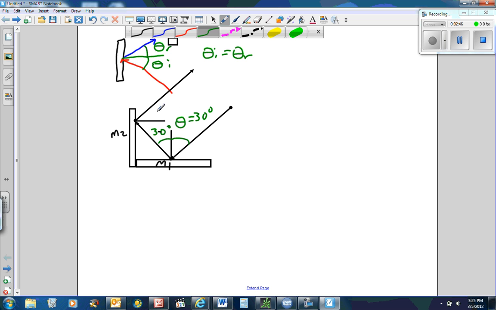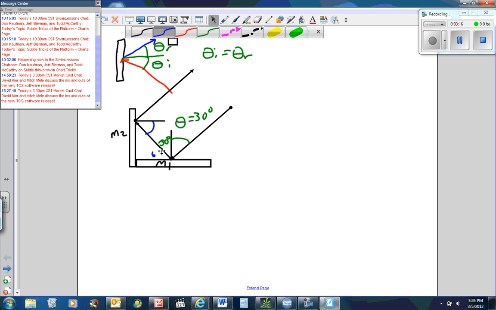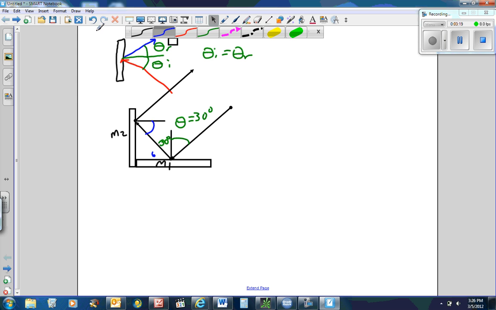Let me erase that real quick, and let me write it down here just a little bit further down. So that's 30 degrees there. So what's this angle right here? Let's make this angle a different color. What's this angle right here going to be? Well, we know that this is a 90-degree angle. So we know this has to be 60. We know this has to be 60 here.